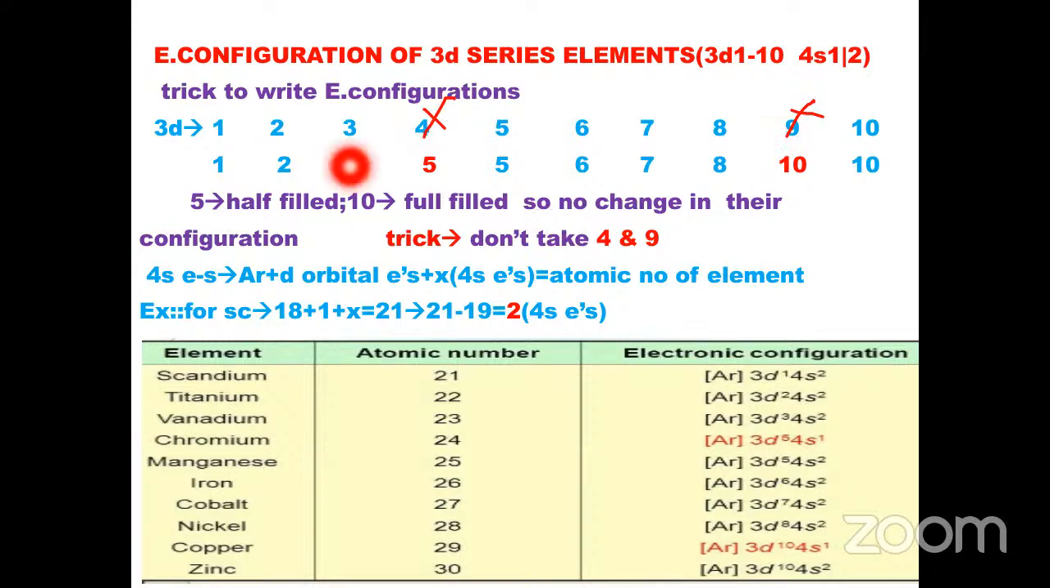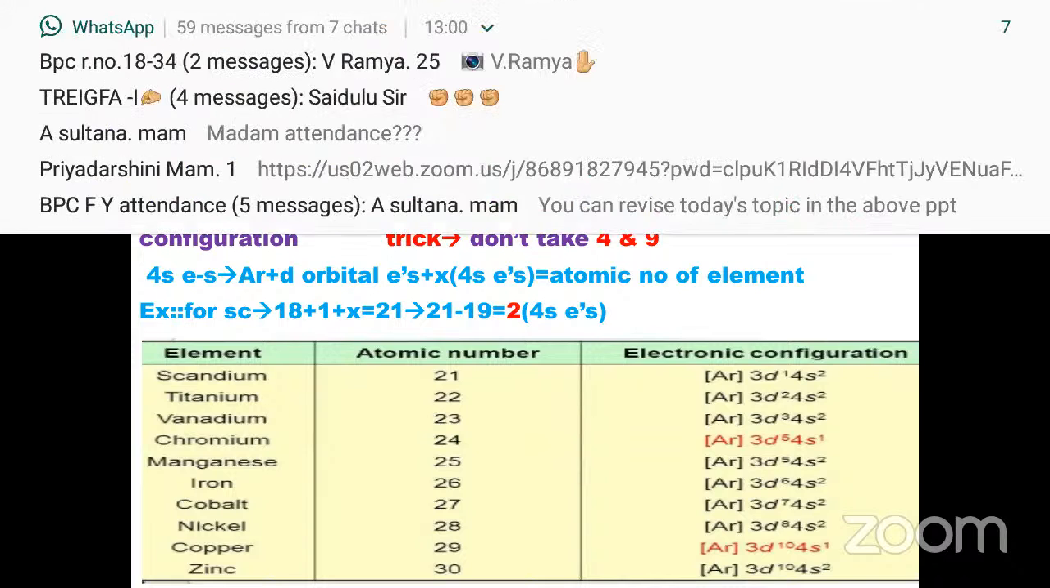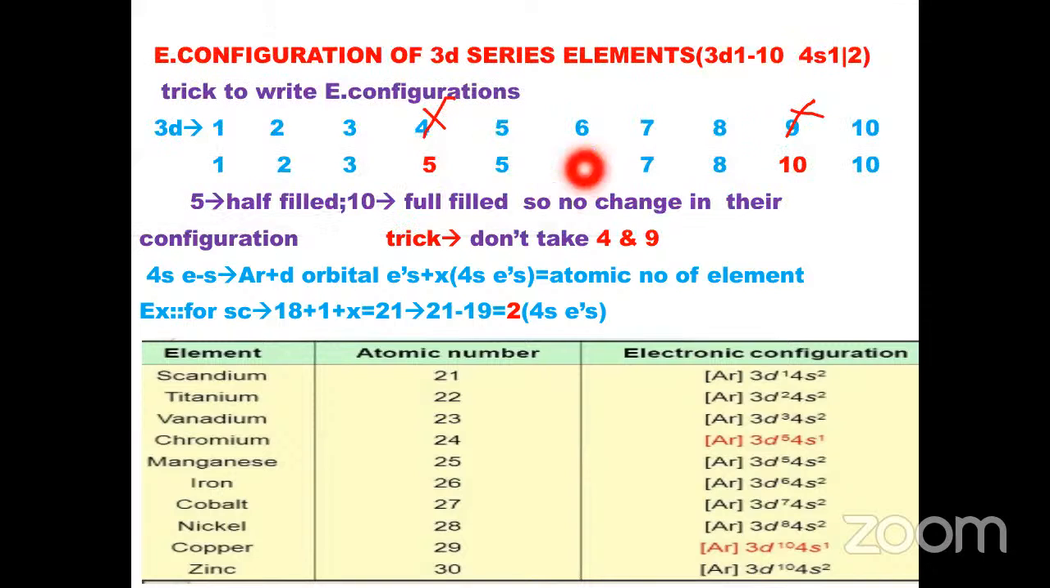Then next here you will write 3, and next you don't take 4. Then after the 4, then 5 will come. Then you will write here 5. Next, 5 is not changed because it is the half-filled d orbitals. Next you will take 6. Next, same, you will write 7 and 8. After that 8, don't take 9. Then after the 9, 10 will come. So you will write here 10.